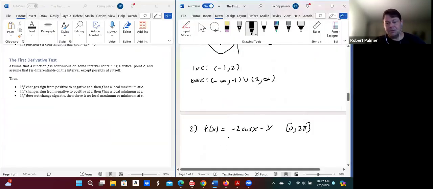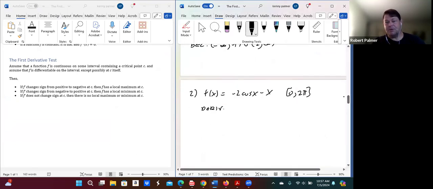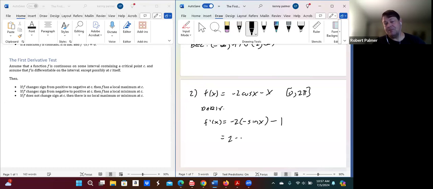Once again, I want to find the derivative. That's where I have to start. It tells us where it is increasing, decreasing, and zero. So f prime of x is equal to -2 times the derivative of cosine x, which is negative sine of x, and then the derivative of x is 1. So this is just going to be +2 times the sine of x minus 1.